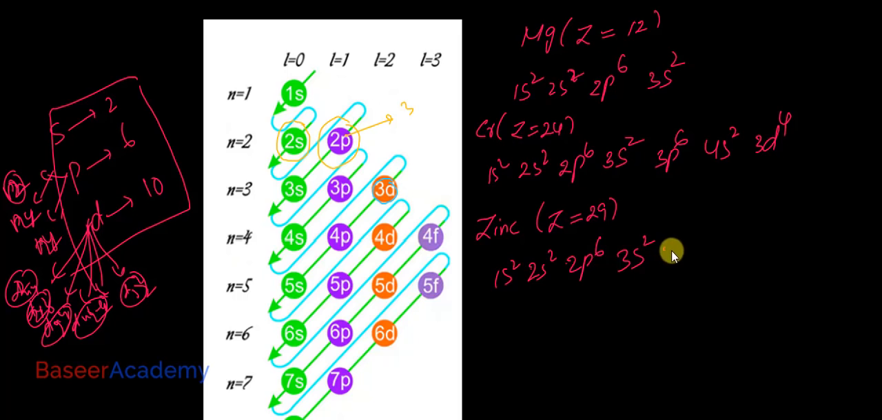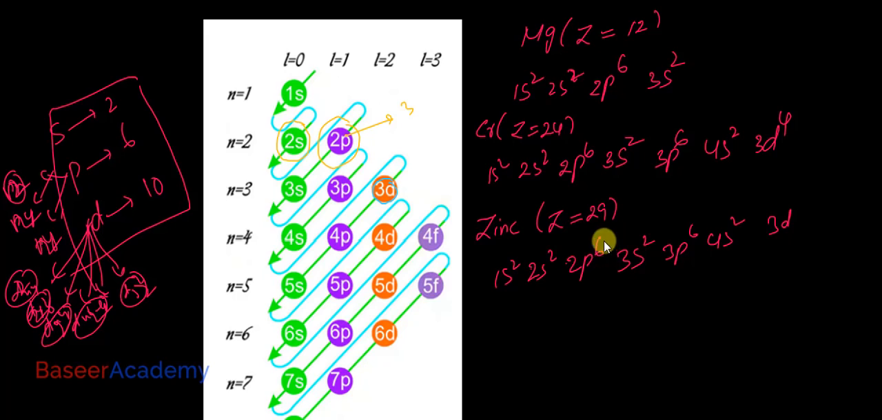After 3s, it goes into 3p. P can have 6 electrons. After 3p, it goes into 4s. S can have 2 electrons. After 4s, it goes into 3d. D can have 10 electrons. But let us first count how many electrons are left out.